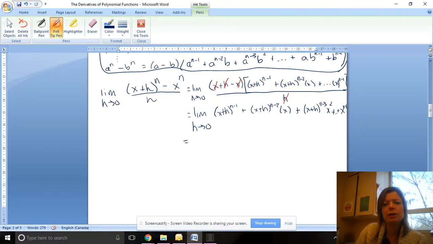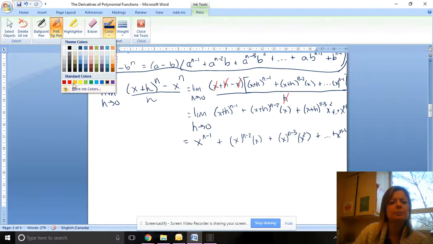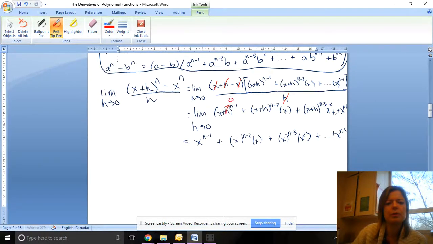So what can we do with all of this? Well, first of all, we can think about actually evaluating the limit now. All of the h's now go to 0 because we don't have that division by 0 anymore. So we can actually evaluate the limit. So this actually becomes x to the n minus 1 plus x to the n minus 2 times x plus x to the n minus 3 x squared all the way to x to the n minus 1, because we've put all of the h's to 0. So we've evaluated the limit part.